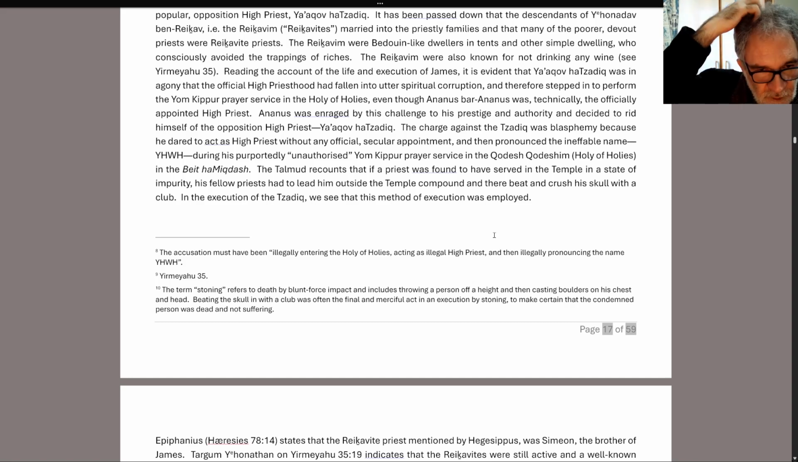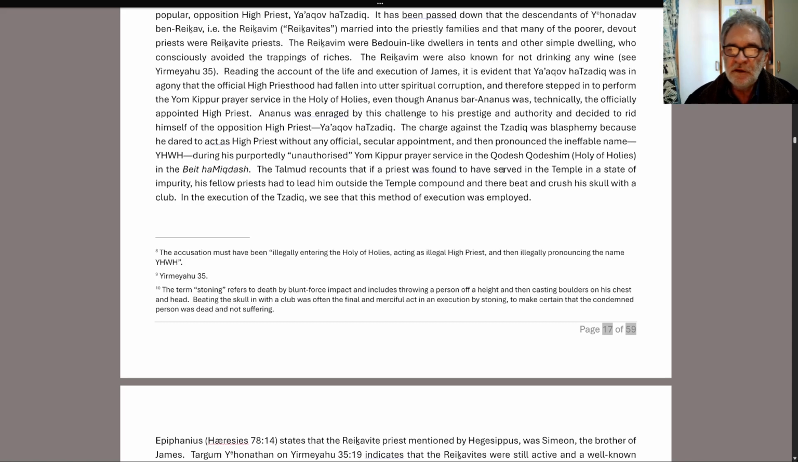So the term stoning refers to death by blunt force impact and includes throwing a person off a height and then casting boulders on his chest and head. Beating the skull of a person with a club was very often the final and merciful act in an execution by stoning, blunt force trauma, blunt force impact, to make certain that the condemned person was dead and not suffering.